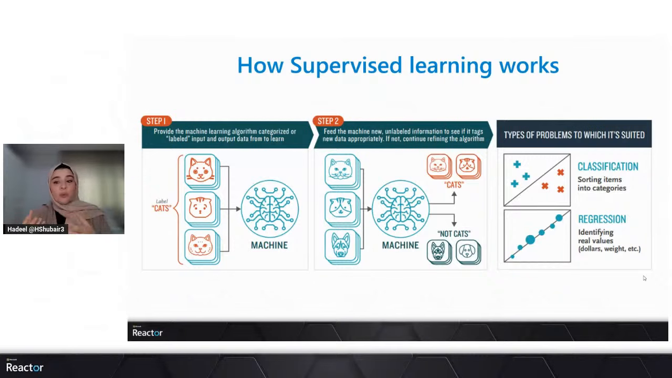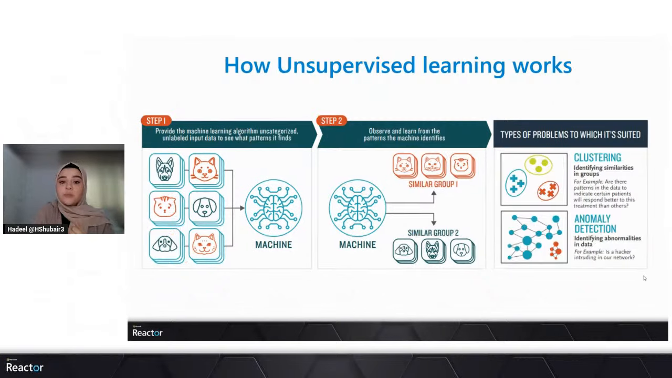These types of problems are suited to classification problems, where you sort items into categories, and regression problems such as prediction of real values, like house predictions, stock predictions, dollars, weights, so anything that has to do with predicting an actual number. So classification and regression mostly fall under supervised learning.